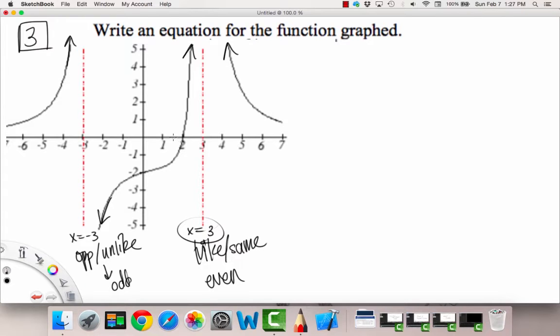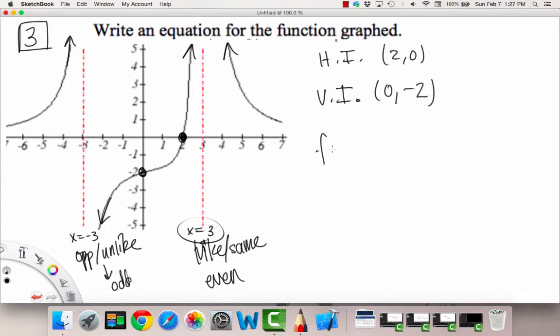We have a horizontal intercept of 2, so (2, 0). That will be on the top somewhere. Let's see, do we have anything else? Yes, we have a vertical intercept of (0, -2). Let's see what we can do with that information so far.